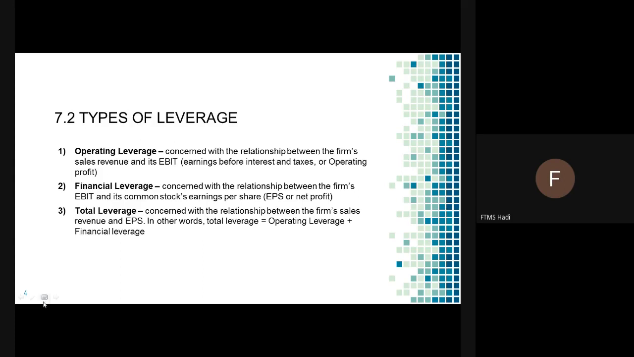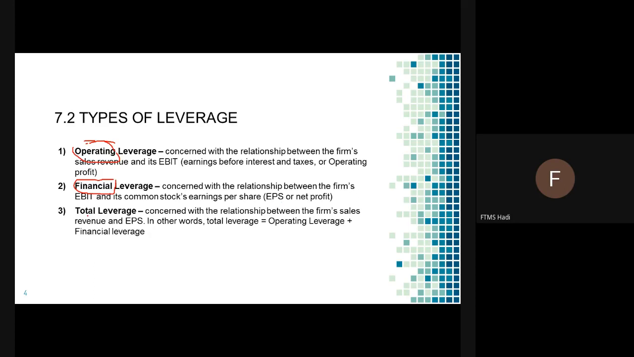The word operating says everything, whereby it is more on cutting costs in operation. The second one, financial leverage, which is cutting costs on financial matters, is concerned with the relationship between the firm's EBIT and its common stock earning per share, EPS, or net profit. Usually the cost associated with financial leverage is interest.